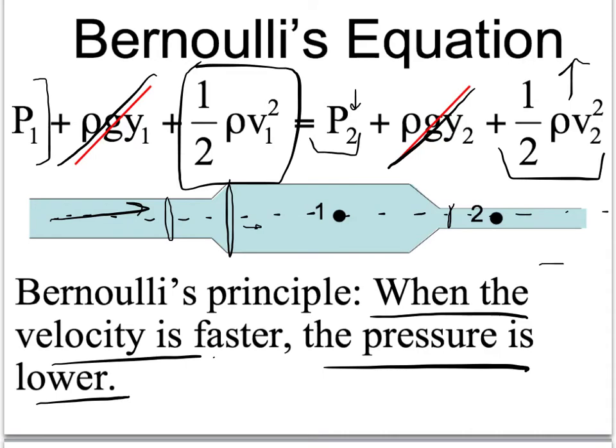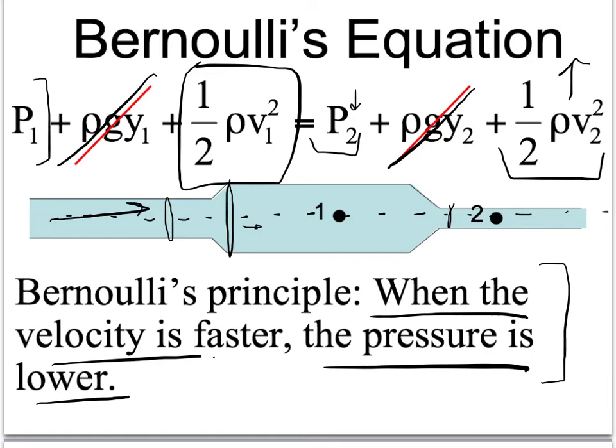You need to take a second and pause the video if you have to and commit this statement to memory right now. When the velocity is faster, the pressure is lower. This is a really famous statement in physics. When you talk about Bernoulli to a physicist, this is what they think of: oh, when velocity is fast, pressure is low.